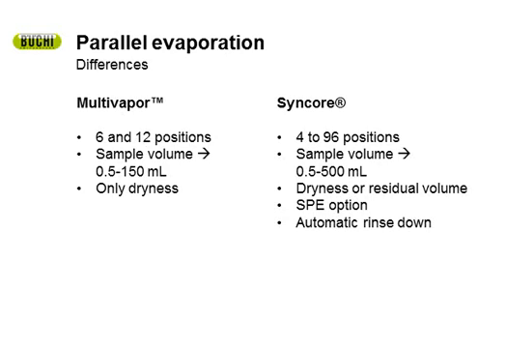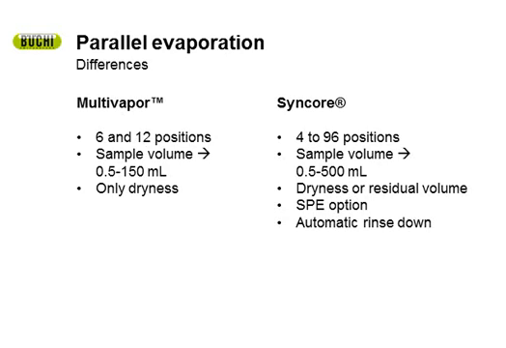Specifically, it has a 4, 6, 12, 24, 48, and 96 position rack. So your sample volumes are going to be a little higher on the Syncor as well. You can have a sample volume as high as 500 milliliters, whereas on a MultiVap, the max sample volume is 150 milliliters. The biggest difference between these two instruments is that the MultiVap always goes to dryness.